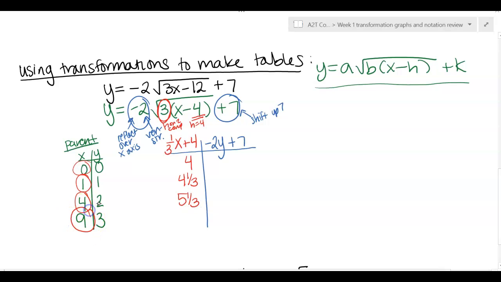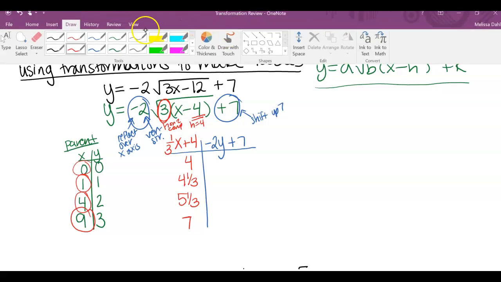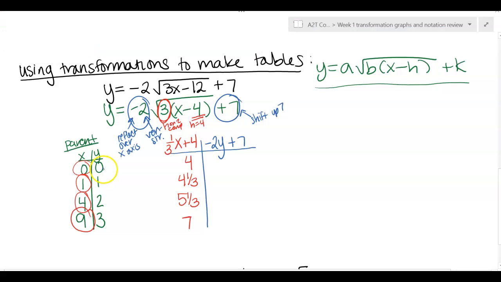And then 9 used to be 9 units away from 0 in the parent function. But here, 9 times 1/3 will be 3, plus 4 is 7. 7 units away from 0. Then we would go through and do the same thing to the Y coordinates. We're looking at those and how high they are.